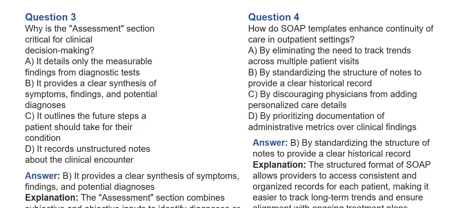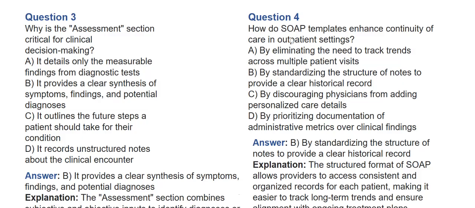The assessment section combines subjective and objective inputs to identify diagnoses or hypotheses. It supports clinical reasoning by documenting how each symptom or finding leads to potential diagnoses, ensuring an informed treatment approach.